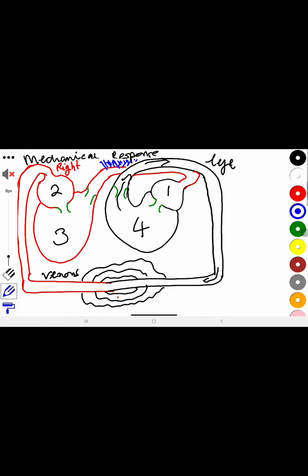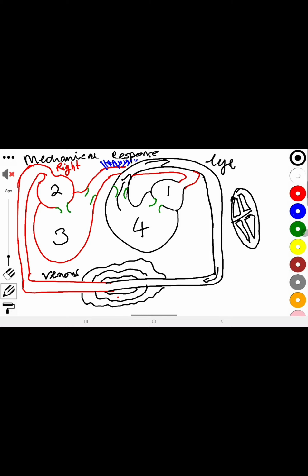The other thing that we need to appreciate is the fact that we have valves in between these chambers, these pumping chambers. And what we learned earlier was that we have the heart, and then we have the atrial side and the ventricular side. They actually do sound the same.